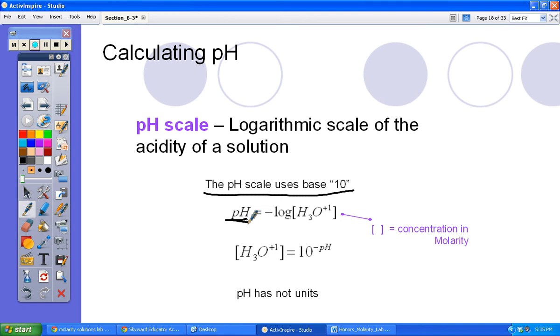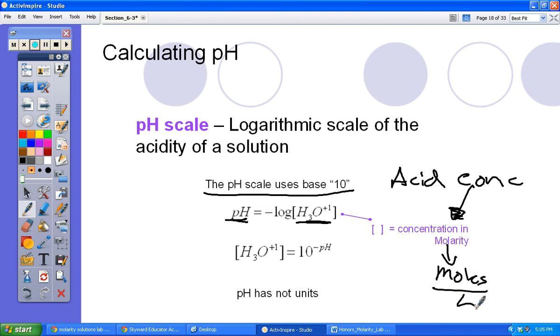And that's used by this hydronium ion. The hydronium ion, remember, comes from the acid. So the acid concentration tells us in molarity. Remember, molarity is moles per liter. So whatever that acid concentration is, we can put into here to determine the pH. So if we have a concentrated acid, we'll know that the pH is going to be lower. If it's a concentrated base, I should say, it's going to be a higher pH.